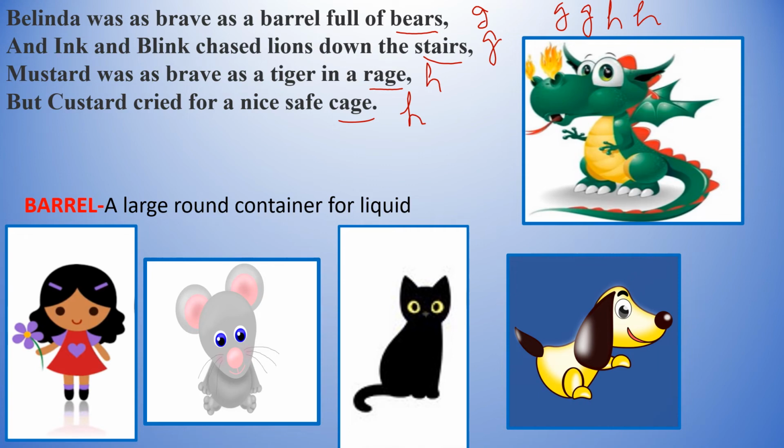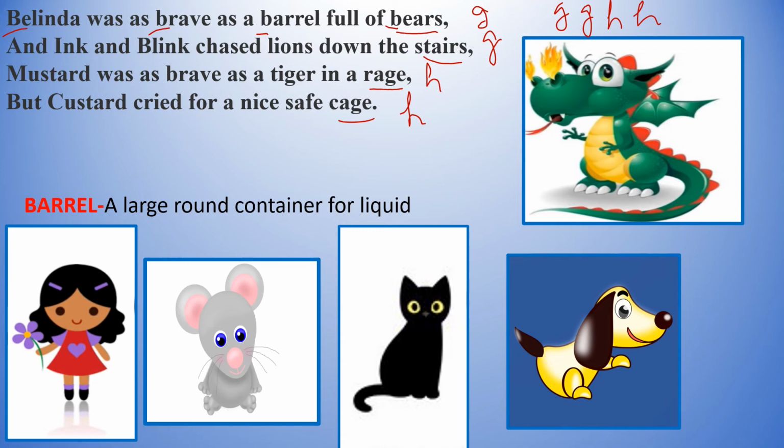Now, dear children, let's start with discussing the poetic devices of the stanza. The first poetic device which is used is alliteration. Alliteration means the repetition of the consonant sound in the beginning of two or more consecutive words. Let's see the first line. In the first line, dear children, the B sound is very much prominent: Belinda, brave, barrel, bears. So this is an example of alliteration.